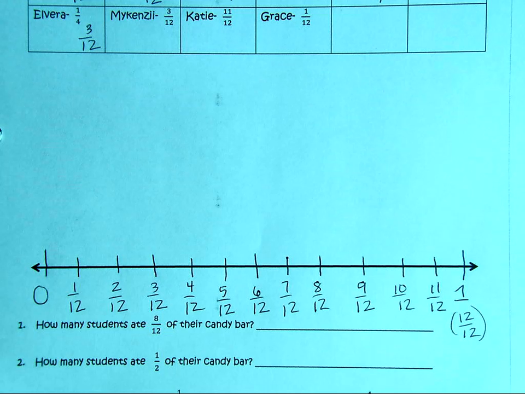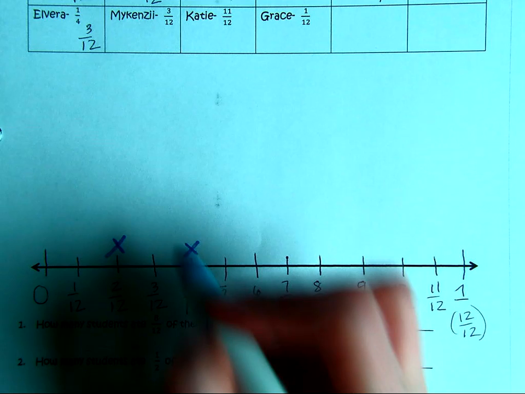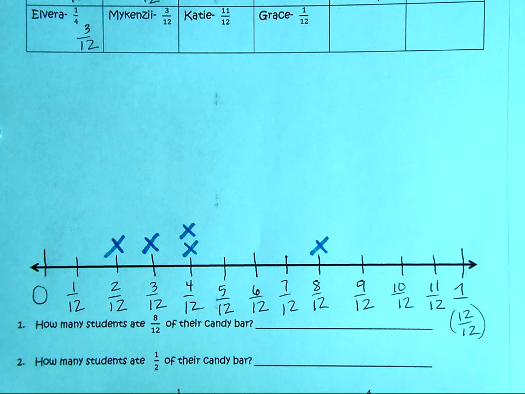Okay, now we're going to take our set of data and plot it on the line plot. So our first set of data is Sarah. Hers is 2 twelfths. I'm going to put an X above 2 twelfths. Delana is 4 twelfths. Ansley, 3 twelfths. Isabella, 4 twelfths. Sammy, 8 twelfths. Abby, 6 twelfths. Sarah Jane, 9 twelfths. Lauren, 8 twelfths. Kinsley, 4 twelfths.